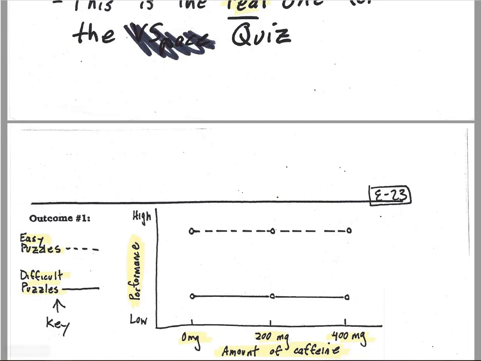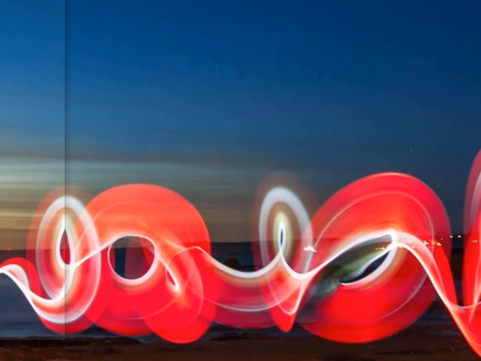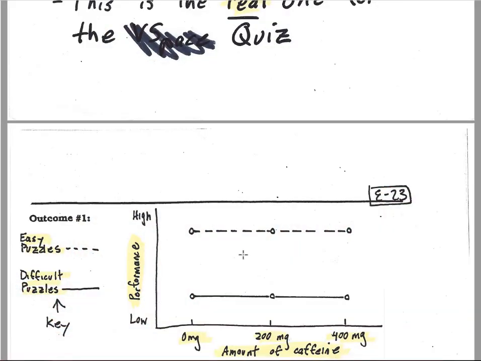Let's see, outcome number one. Here's our investigation. Factor A is amount of caffeine consumed. These are the people who got 0 milligrams caffeine. These got 200 milligrams caffeine. These got 400 milligrams caffeine. Factor B was difficulty of the puzzles. The dashed line gives us results from people with easy puzzles. The solid line, results from people with difficult puzzles. The dependent variable plotted here is their performance. Let's assume higher scores mean more puzzles solved. If you got results like this, there are 3 questions to answer.